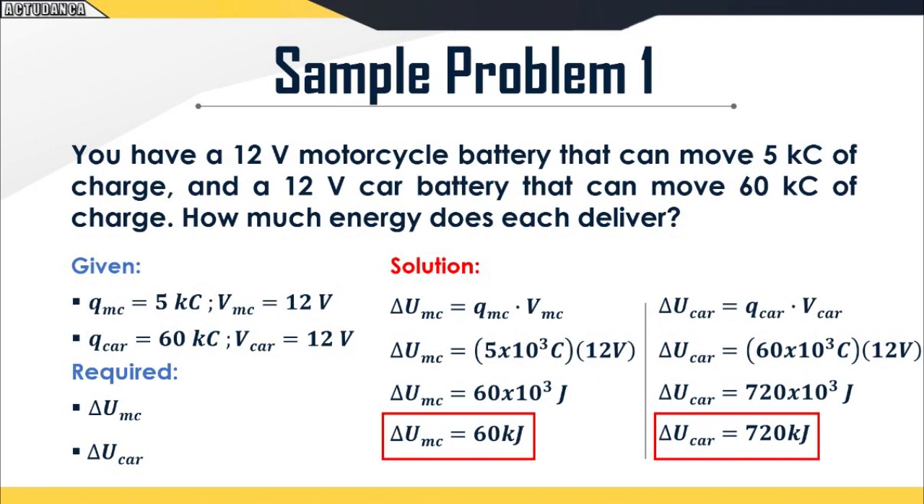So, although pareho ng voltahe ang baterya ng ating motorcycle and ang ating battery sa ating kotse, magkaiba pa rin ang kanilang energy na kayang ibigay. Okay? So, that does not mean that kapag mataas na yung voltage mo, mataas na agad yung energy mo. Okay? So, voltage and energy are related but they are not the same. So, magkaiba ito.